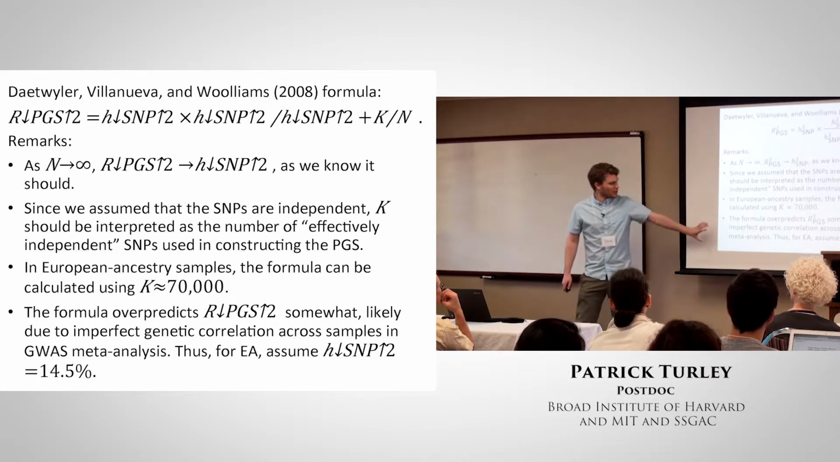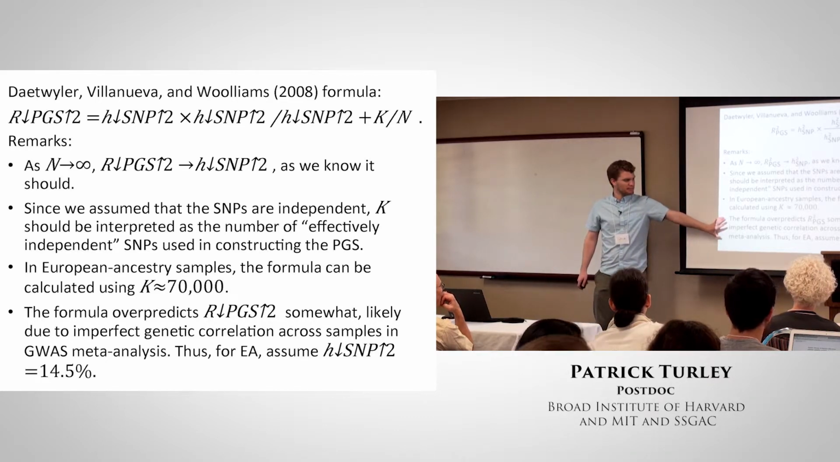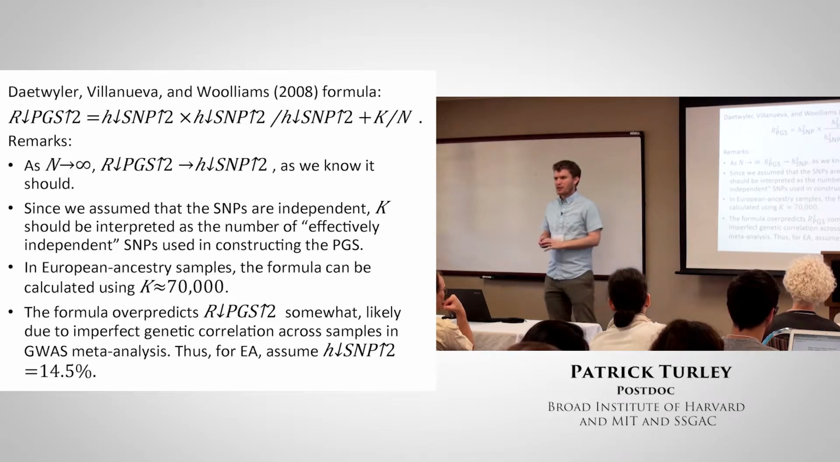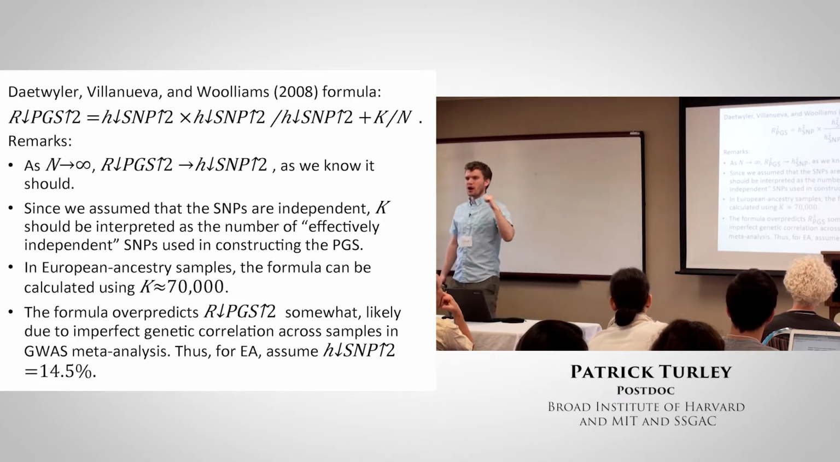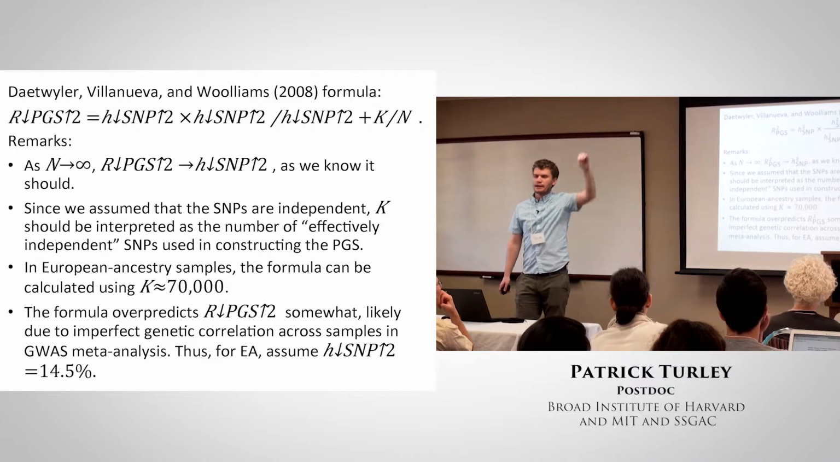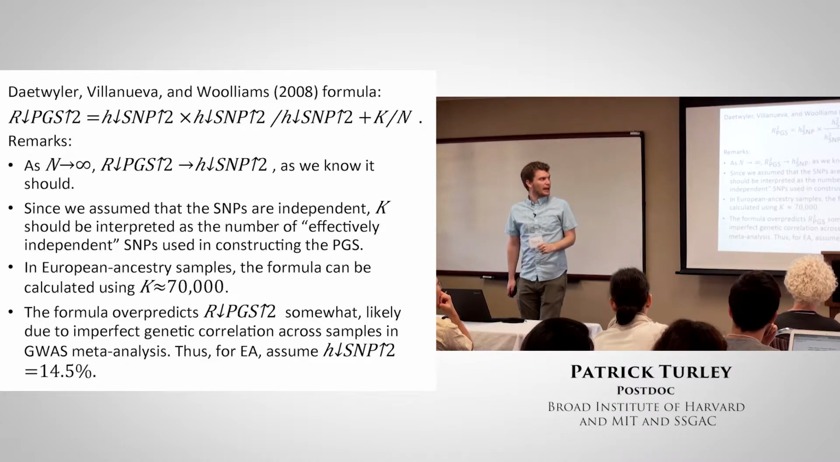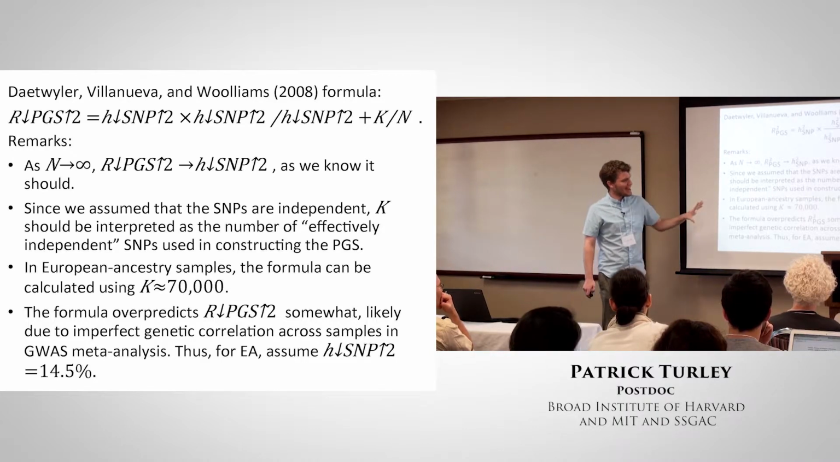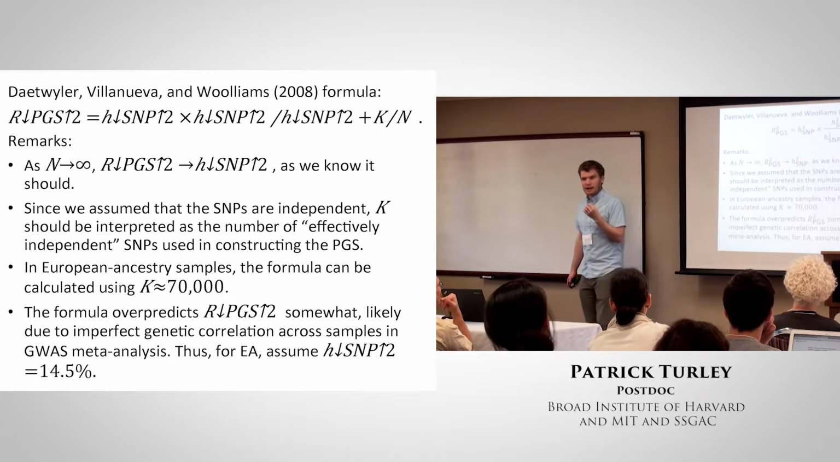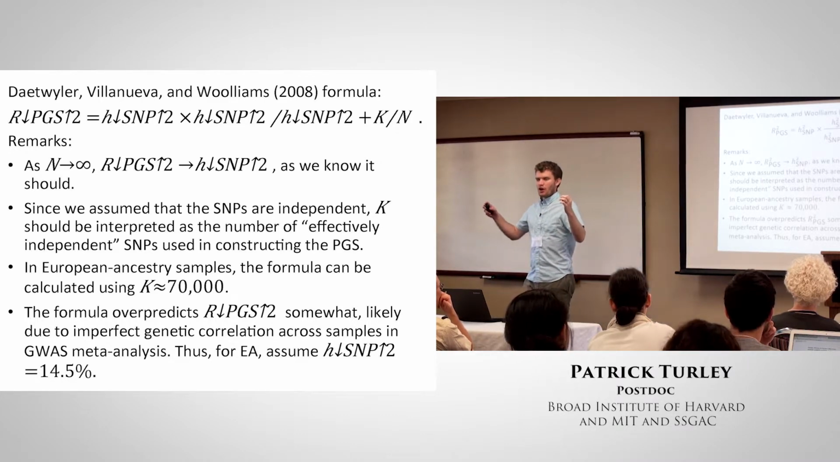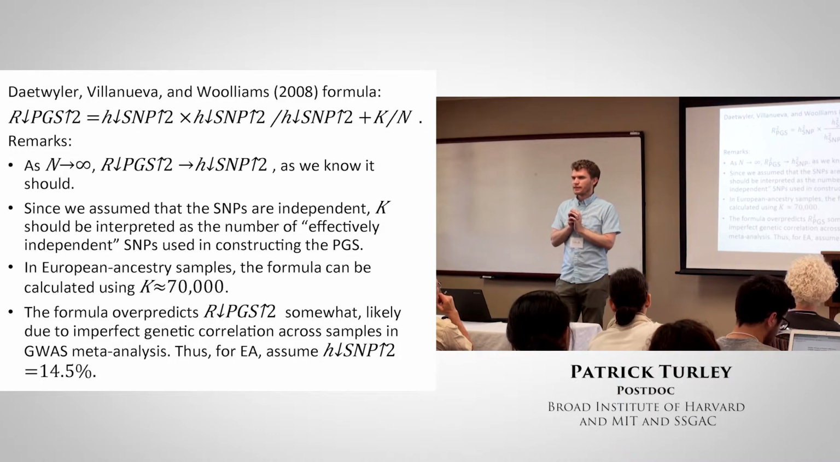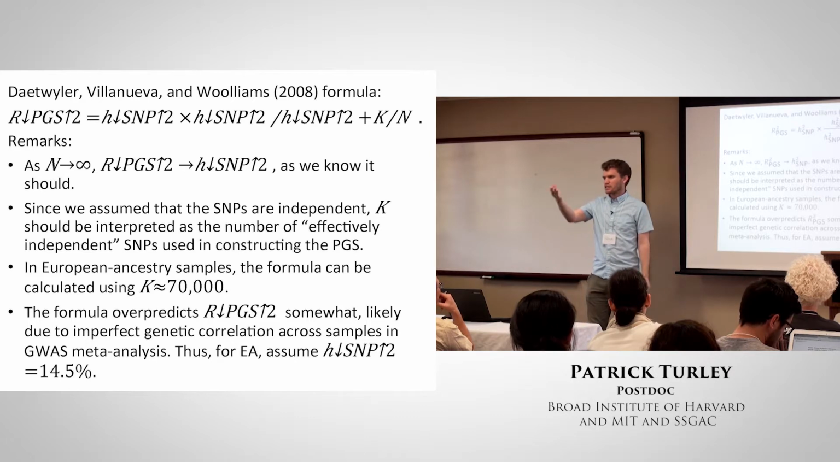Okay, so the other thing, a practical issue, is that if we use this formula, we will often end up overestimating the predictive power. The reason is that our GWAS data comes from meta-analyzing a bunch of different cohorts together, and there may be a little bit of heterogeneity in the betas because they're all coming from different environments.